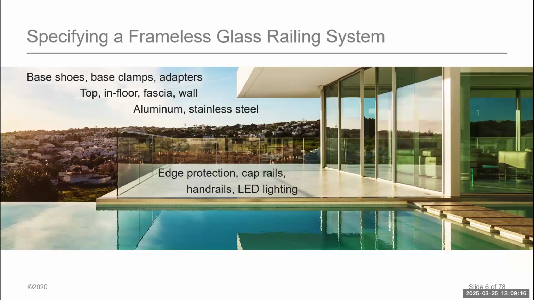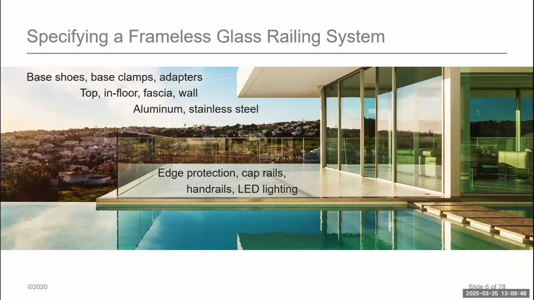So what are the different components and systems that we will see throughout this presentation? And we're going to talk a little bit more in detail. So the primary systems that we'll see in the market that are defined as glass railing systems are comprised of base shoes, base clamps, and adapters. Those systems can be installed in a variety of ways as they interact with the building. They can either be top mounted, they can be fascia mounted, they could be recessed in the floor.